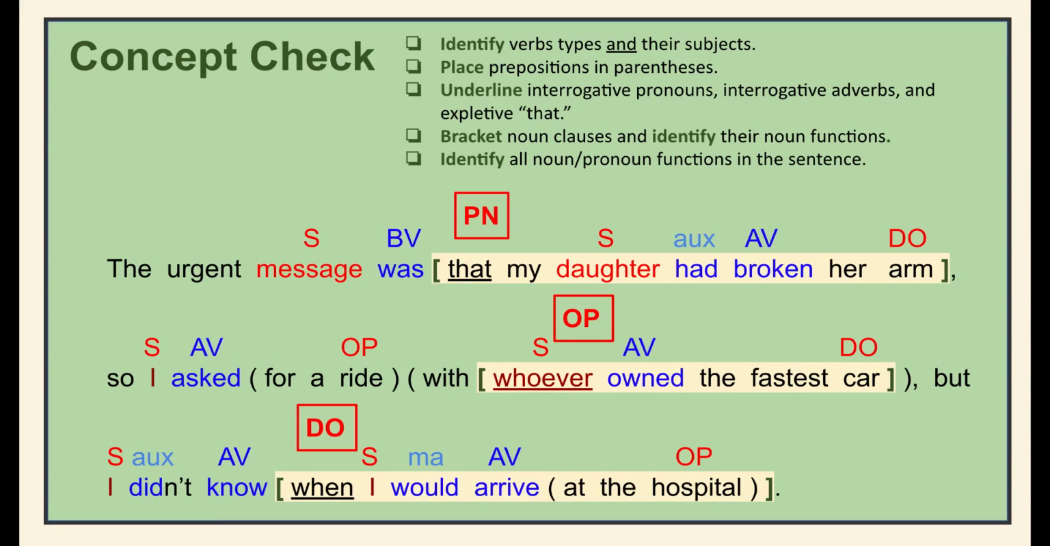The next step is to bracket those dependent clauses and to identify their noun functions. That my daughter had broken her arm is following a be verb and renames message, so I know it is a predicate nominative. Whoever owned the fastest car is acting as the object of the preposition with. And when I would arrive at the hospital is following the action verb know and acting as its direct object.